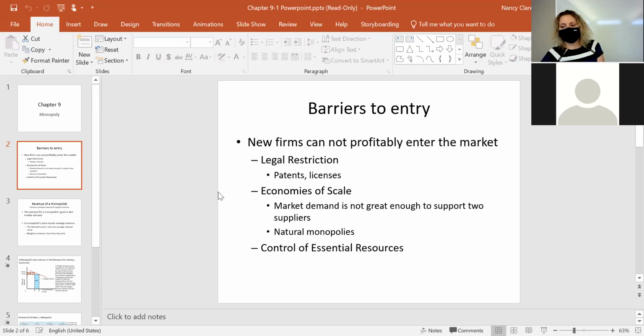This middle one here, economies of scale, we're really talking about natural monopolies here. Natural monopolies, I touched on natural monopolies.